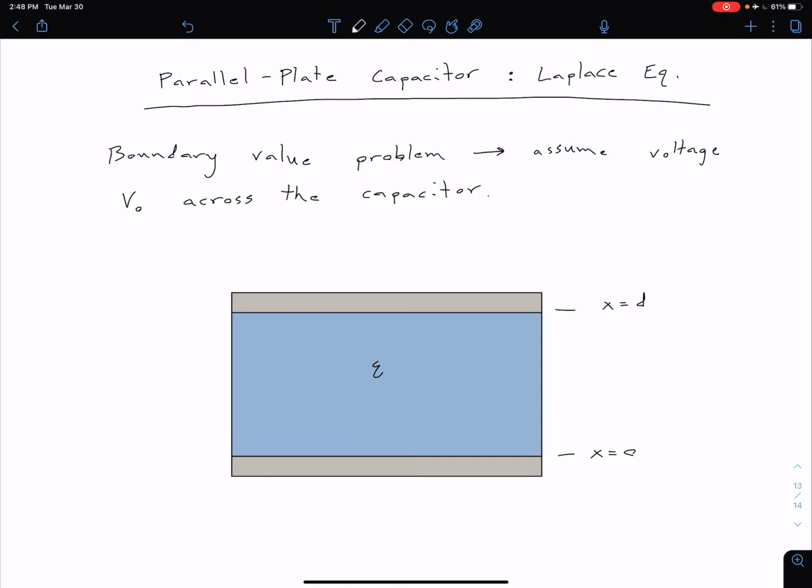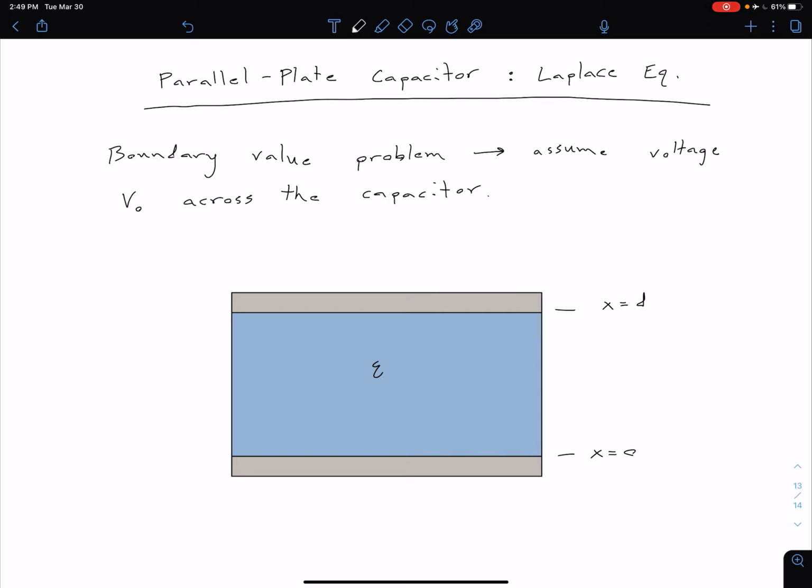In this video, we're going to be taking a look at that same parallel plate capacitor, but we're going to approach it from a slightly different angle. We're now going to solve this as a boundary value problem. And so what that means is instead of assuming a charge on each plate, we're going to assume some voltage across the capacitor. So you can see I've got our same capacitor that we considered in the previous video, our two metal plates on either side of our dielectric.